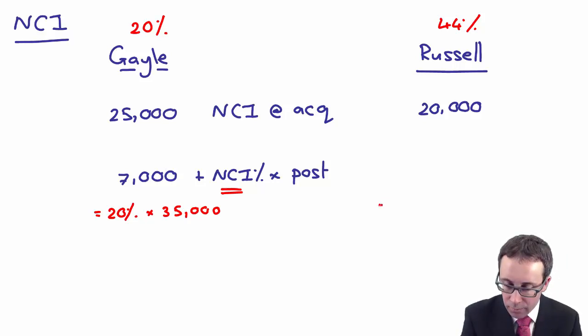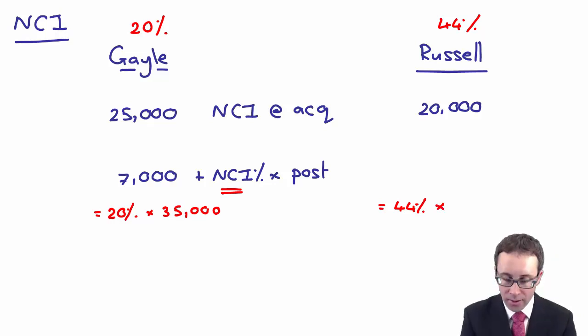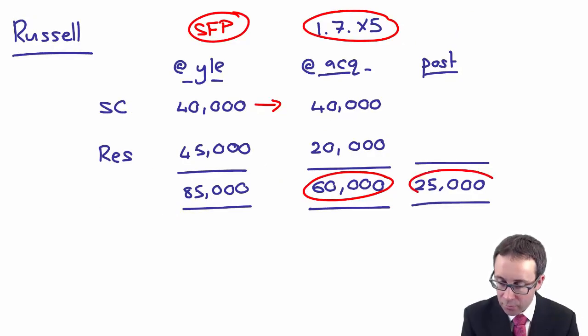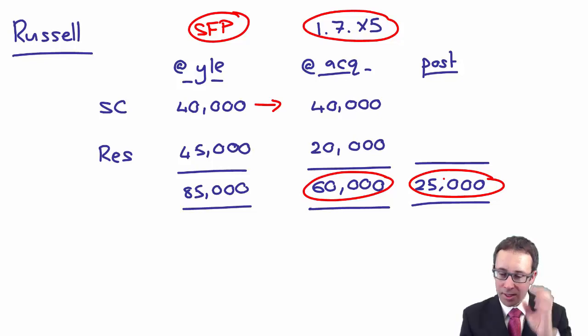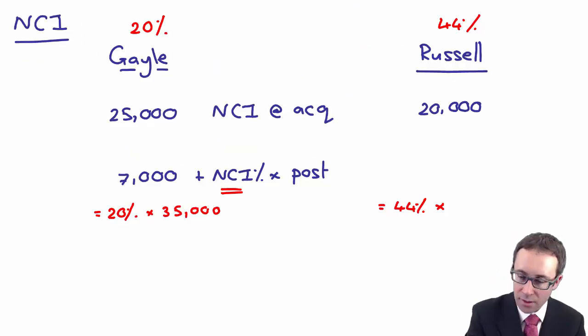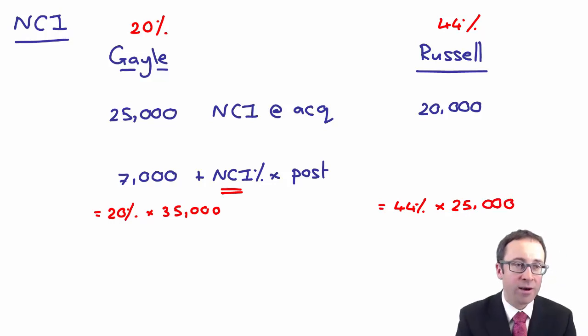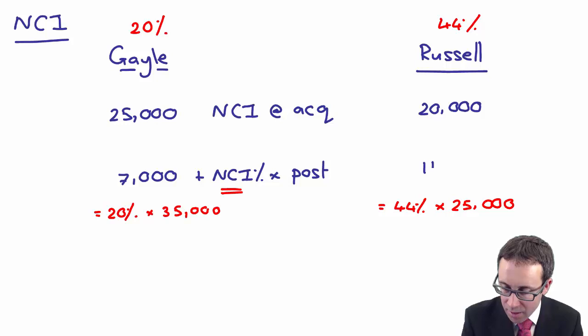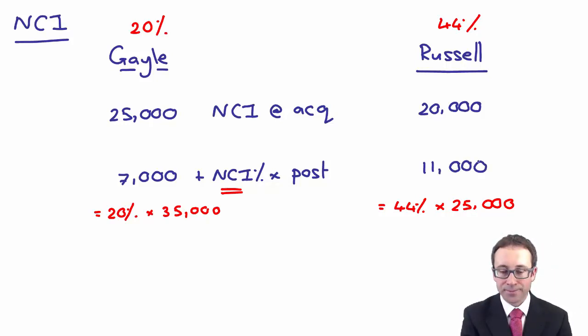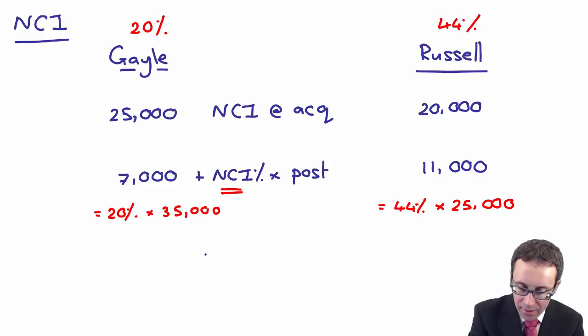For Russell, we take 44%, don't we? 44% of what? Well, Russell's post-acquisition profits. So 44% of, is it the 25,000? Does that give me 11,000? Okay.